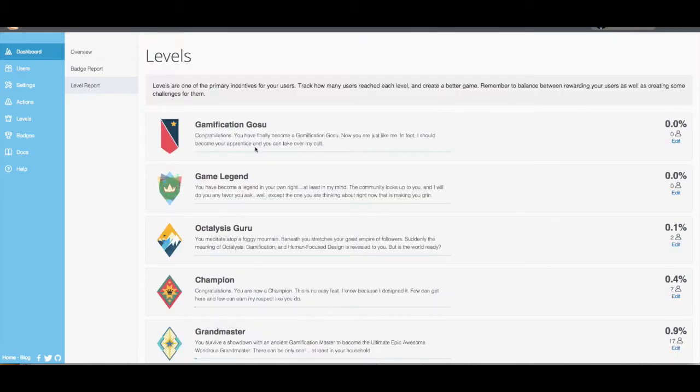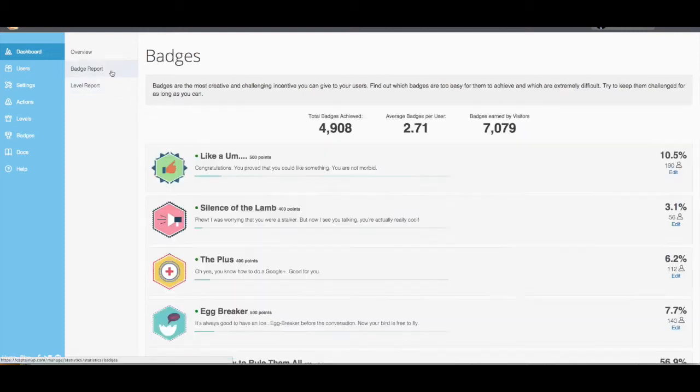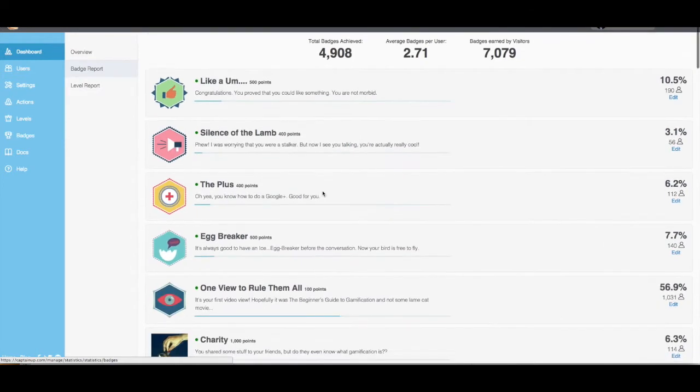If a bunch of users are on the top level, then they feel like, hey, I finished the game, I beat it, and there's no more scarcity, and there's no more motivation, and that's when they leave. So you want to make sure these goals are hard to hit. Also, with badges, you want to set them up and make sure some of them are really, really hard to earn. So there are obviously easy ones.